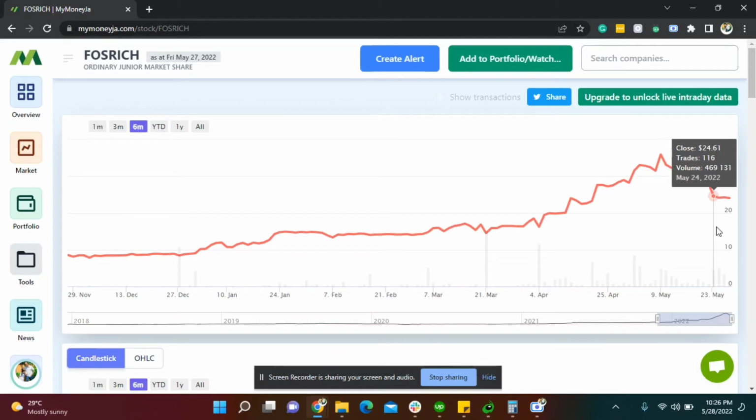So companies tend to do that to draw in new investors to get activity on their stock as well, and so on, right? So watch out for Fosrich. You can actually gain, make more money on this stock over the coming months, right? And this stock, trust me, there's a lot of growth potential here based on the news and based on the plans that the company has going forward, right?